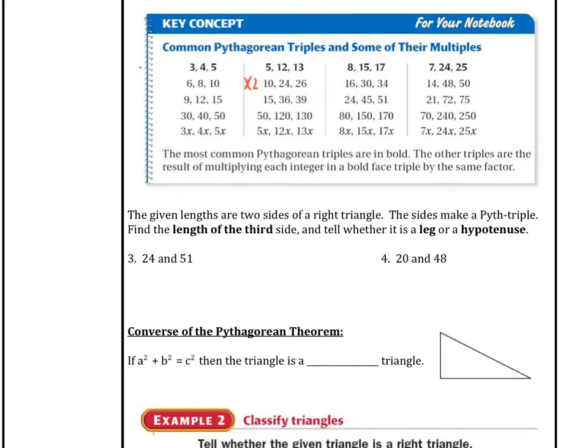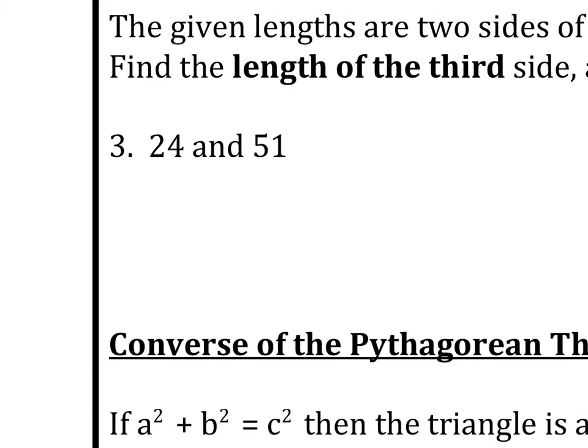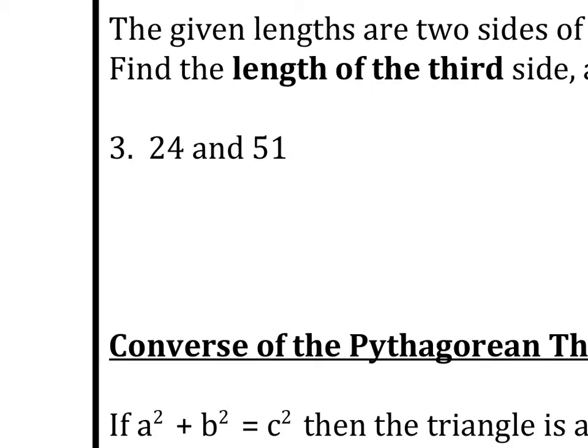So on these next examples, it says that these are two sides of the right triangle. The three sides together make a Pythagorean triple. Find the length of the third side and tell whether it's a leg or a hypotenuse. So 3 is not a side, just so we're clear. That's the problem. You have 24 and 51. Please look at the list at the top. These make a Pythagorean triple.